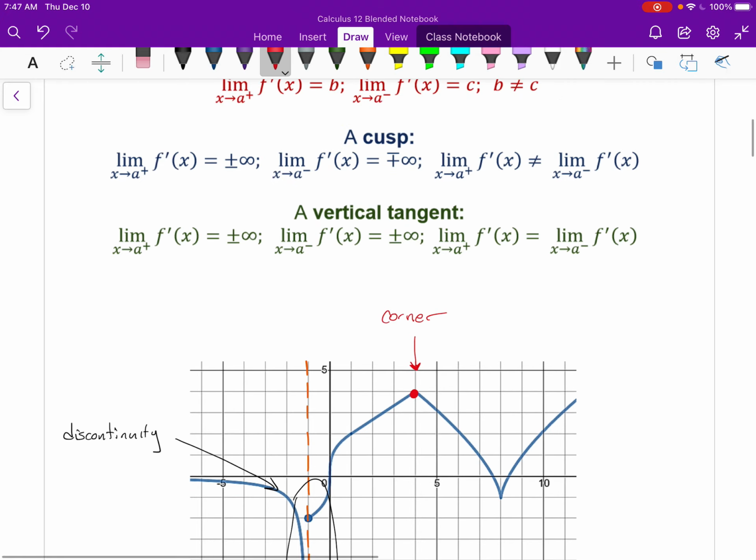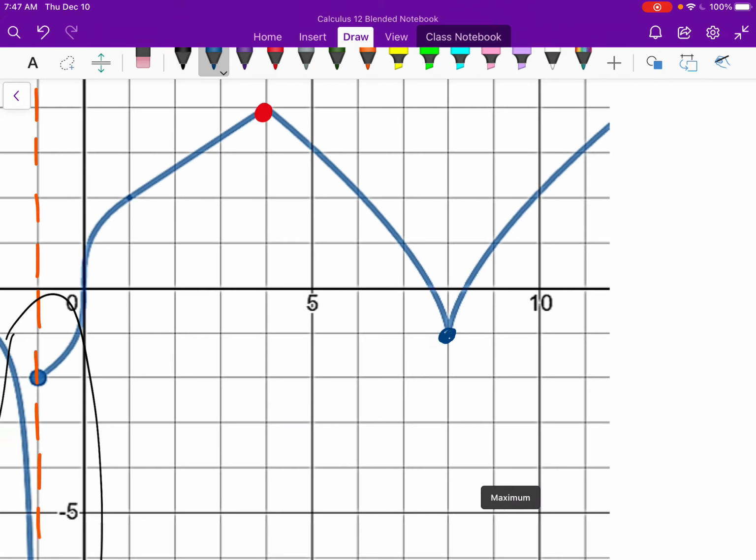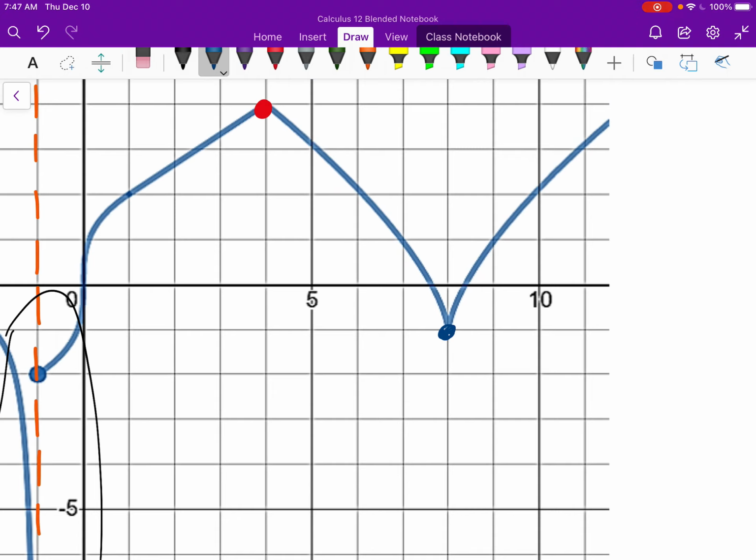All right, next, a cusp is what we see right here. Notice if I zoom in as much as I can on this point, and I look from the left, this line is getting steeper and steeper and steeper, but going down, which means the derivative of this function from the left is approaching -infinity, because it's getting closer to being a vertical line, and a vertical line is undefined. As I approach from the right, it's the same idea, except it's going up. It's approaching a vertical line, but a positive one.